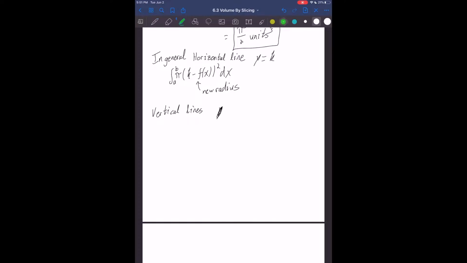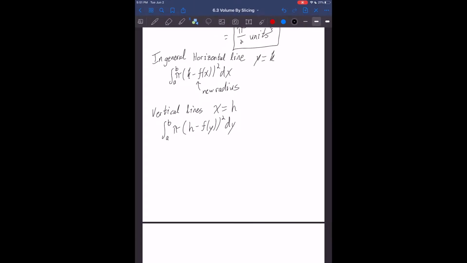which are given by x equals h, we'll say. This is now just going to be the integral from a to b of pi times h minus, now the only difference, we now have a function that's in terms of y instead of in terms of x. So f of y squared dy. And that's in general how you are going to solve these types of problems.